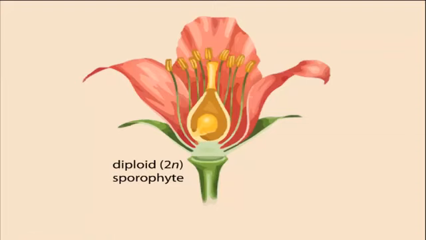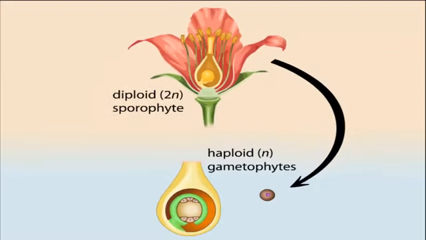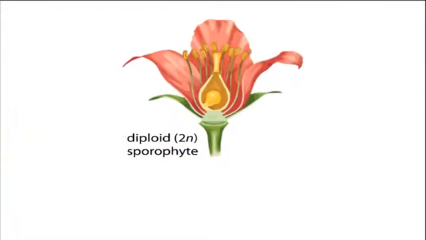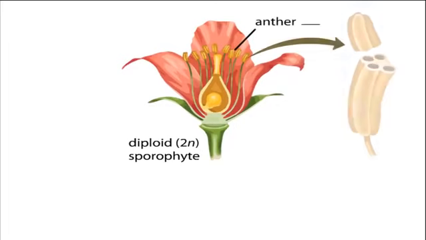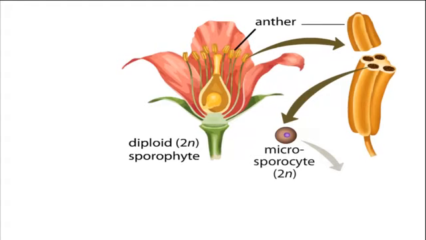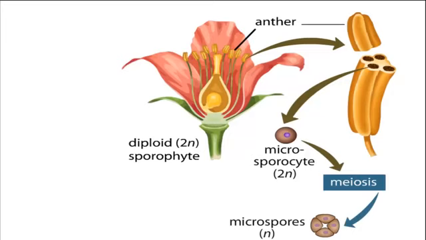As with all land plants, the life cycle of an angiosperm alternates between a diploid sporophyte generation, represented here by the flower of the mature sporophyte plant, and a haploid gametophyte generation. Within the flower's male parts, called the anthers, are millions of diploid spores called microsporocytes. These microsporocytes divide by meiosis to produce haploid microspores.